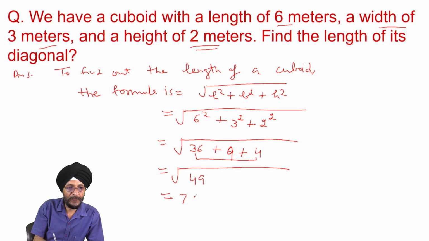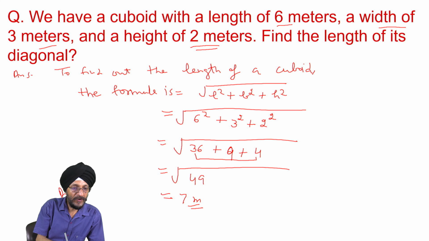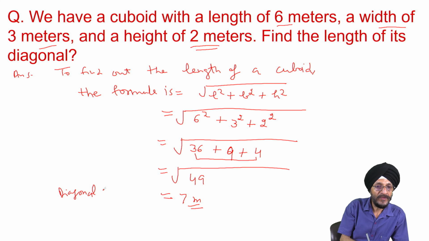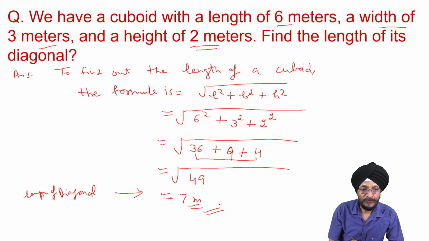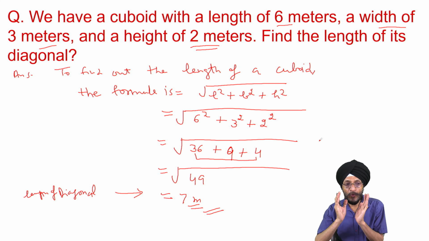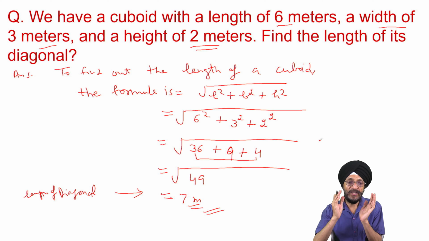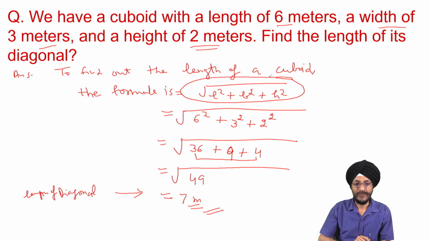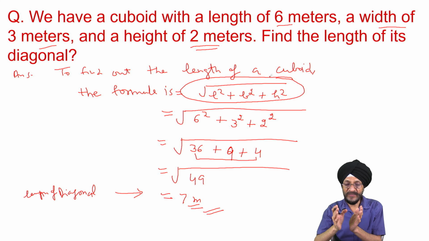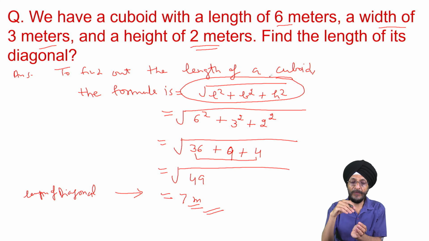Now the answer will be 7 meters. The length of the diagonal is equal to 7 meters. This is the answer. So when we are to find out the length of the diagonal, we simply have to remember this formula: under root length square plus breadth square plus height square, and the length of the diagonal will be before you.